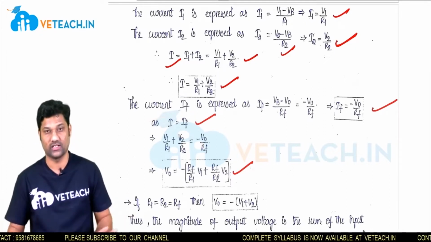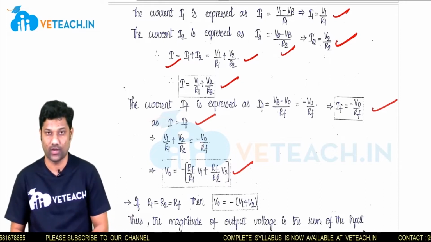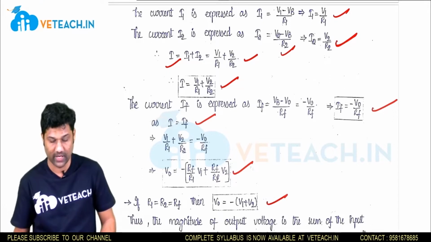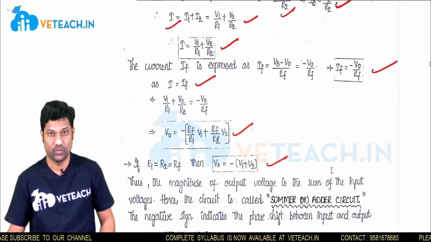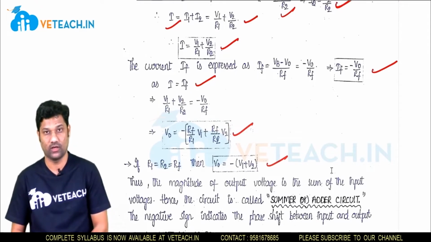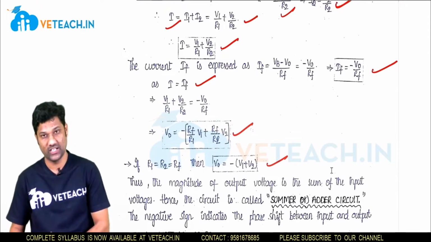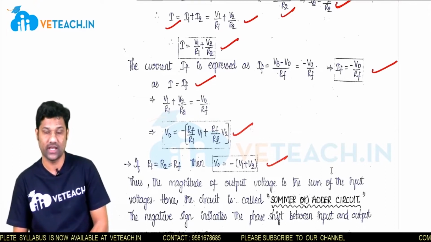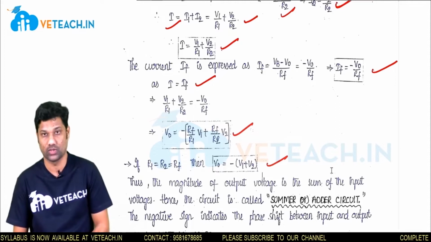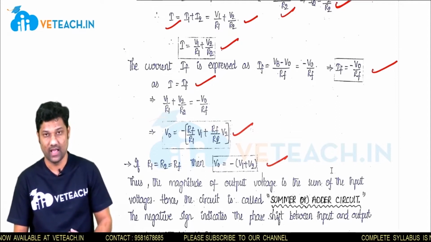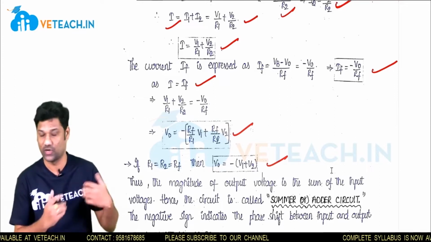If we consider all the resistances are equal in the circuit, that means R1 equal to R2 equal to RF, we get V0 equal to minus of (V1 plus V2). By seeing this output voltage expression, we can say that the output voltage V0 is equal to the addition of the given 2 input voltages with a negative sign. The negative sign indicates the phase shift between input and output. As there is a phase shift between input and output, and it is adding the given 2 input signals, it is known as an inverting adder.